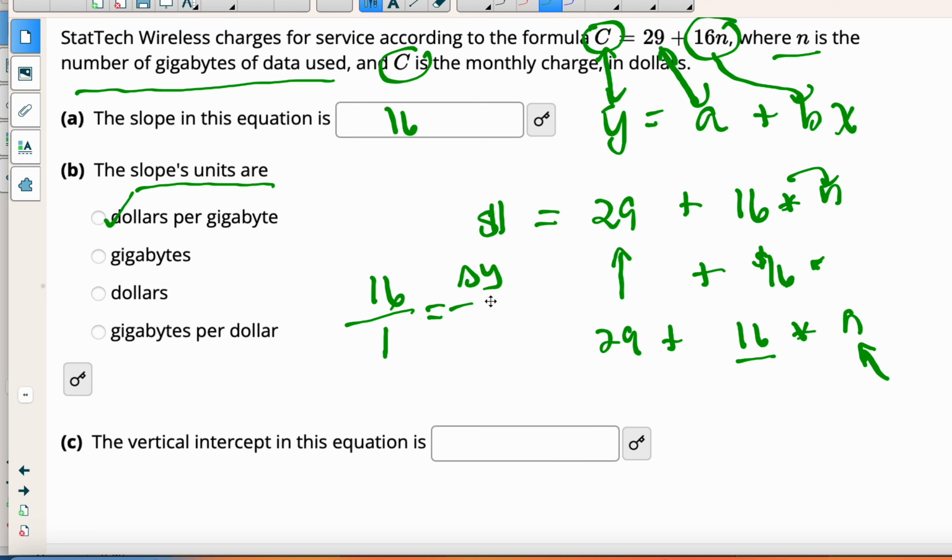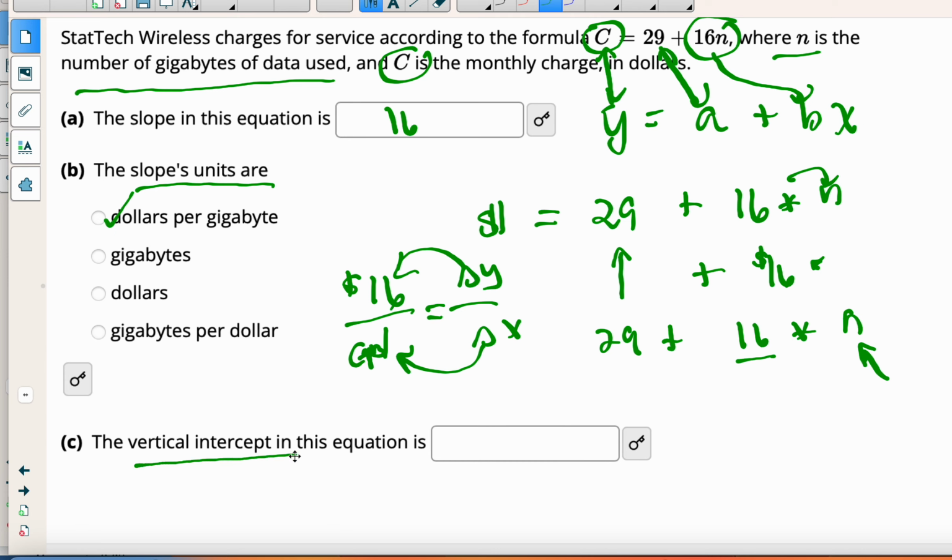Change in Y, change in X. For every gigabyte that goes up, the cost I get charged goes up $16. Dollars per gigabyte.